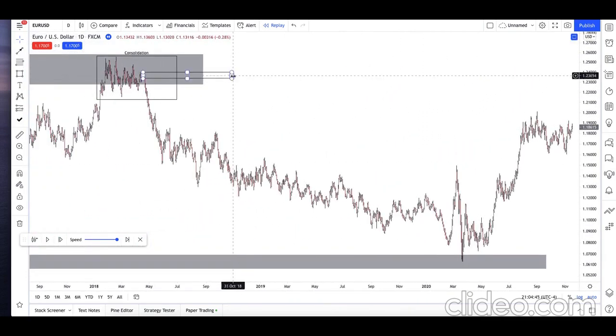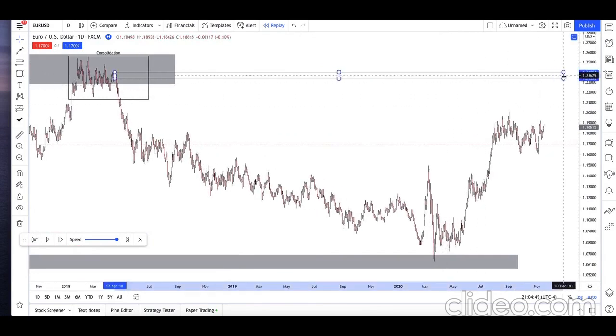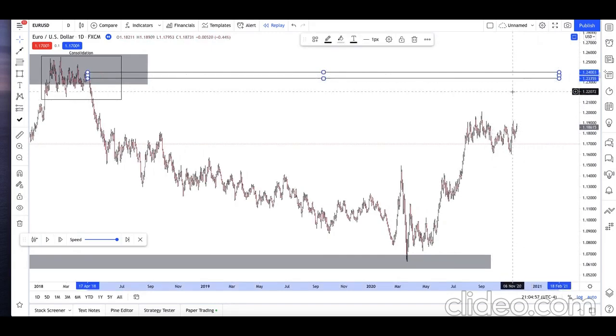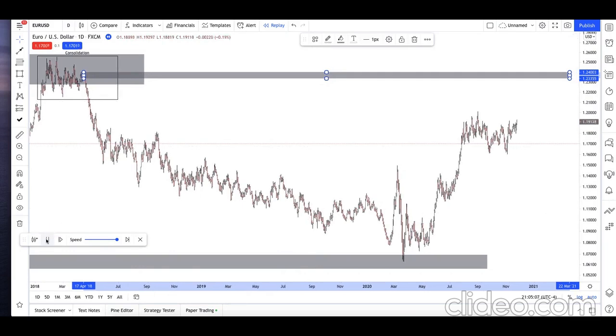Let me extend that area of supply. So now I know that price is approaching this area here. So what I'll simply do is wait for price to tap into this area before I start to make any decisions. I want to see how price reacts at this point, right? So let's continue to play price and watch how it approaches that area of supply.